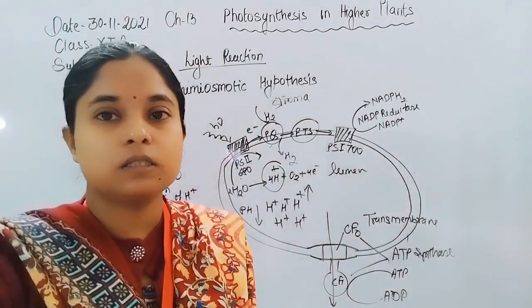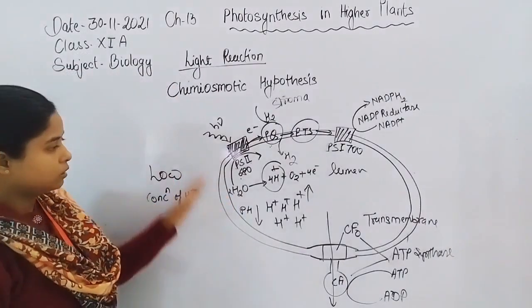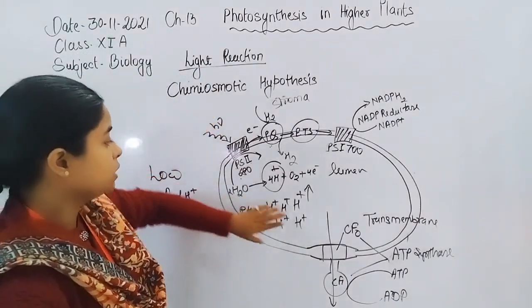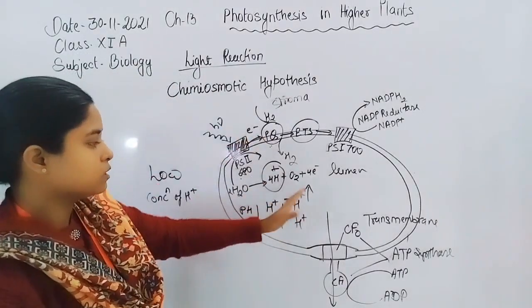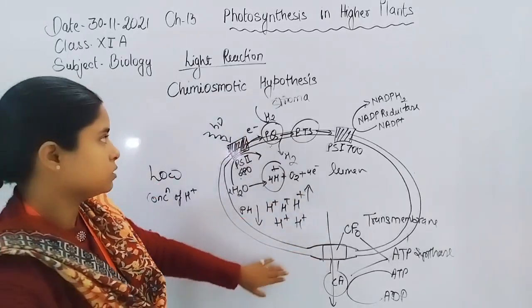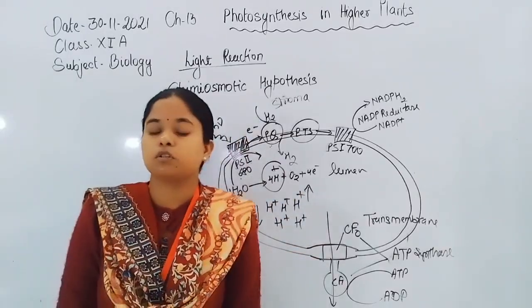So this process is known as chemiosmosis, because the chemical is the proton and the osmotic part is the movement from higher concentration to lower concentration for the formation of ATP.